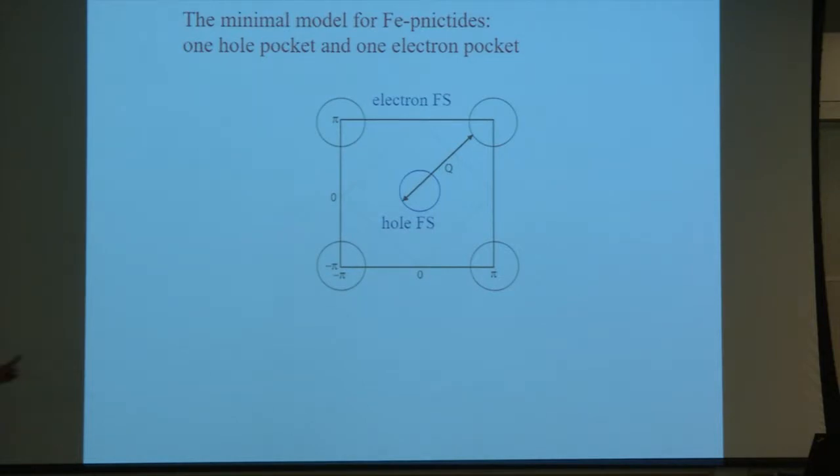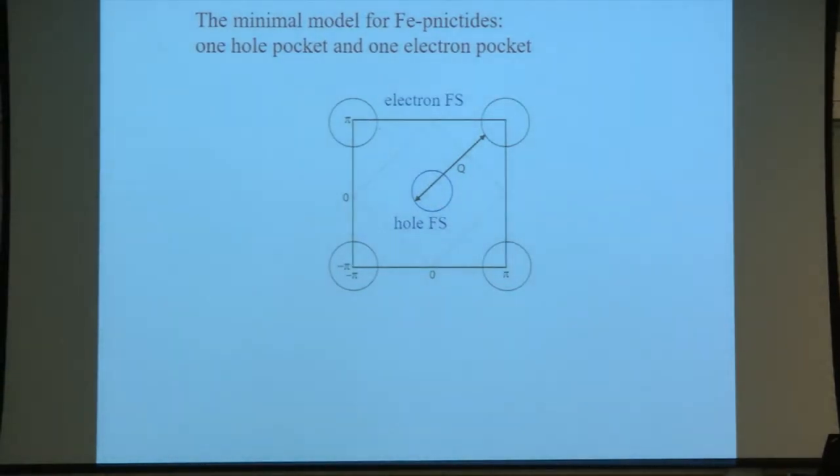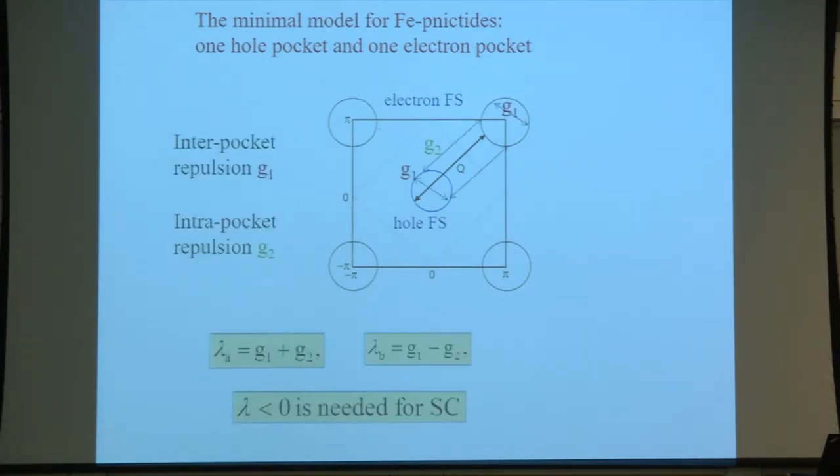We take two-dimensional systems because Fermi surfaces to a larger extent are cylindrical. So we took one two-dimensional hole Fermi surface in the middle and one electron Fermi surface in the corner, and ask a simple question: how can I get superconductivity in this situation if interactions are repulsive? And we play the same game as we played with cuprates and doped graphene.